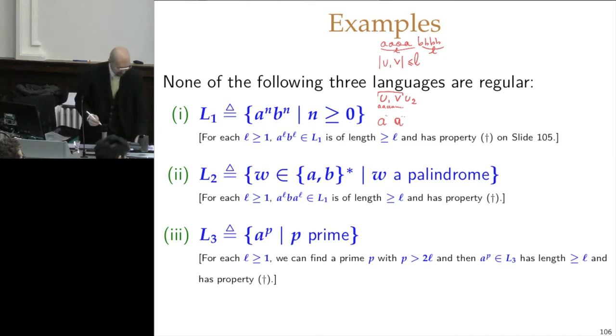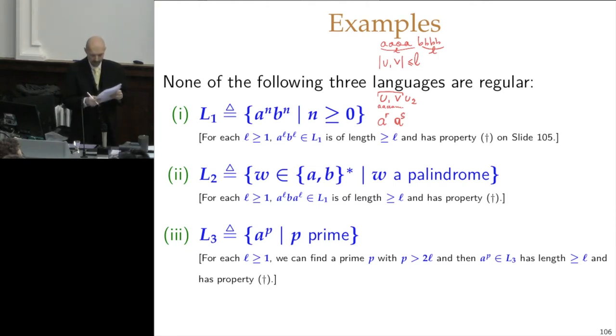And let me just use the same letters as before so that we don't confuse things further than they already are. A to the R is this one, and A to the S.